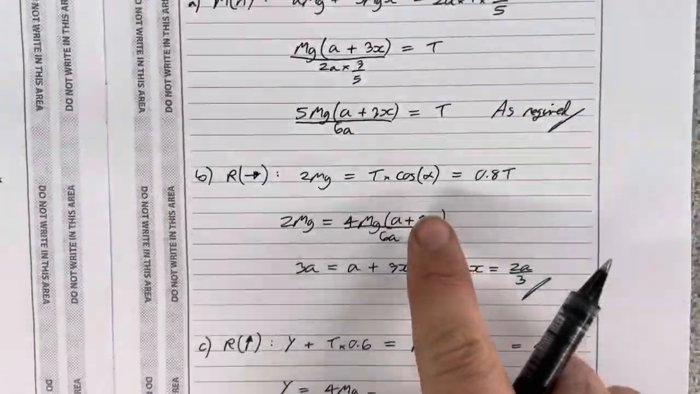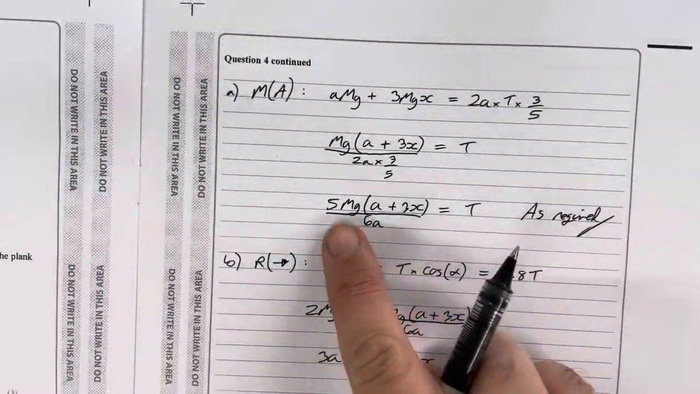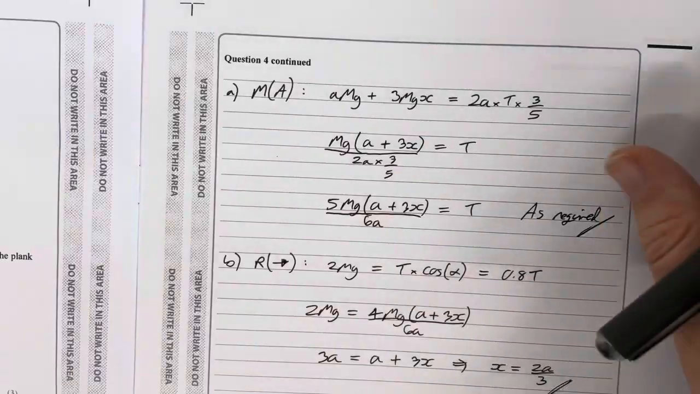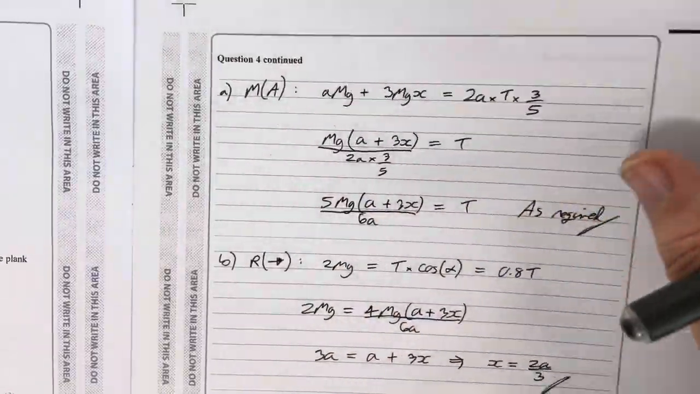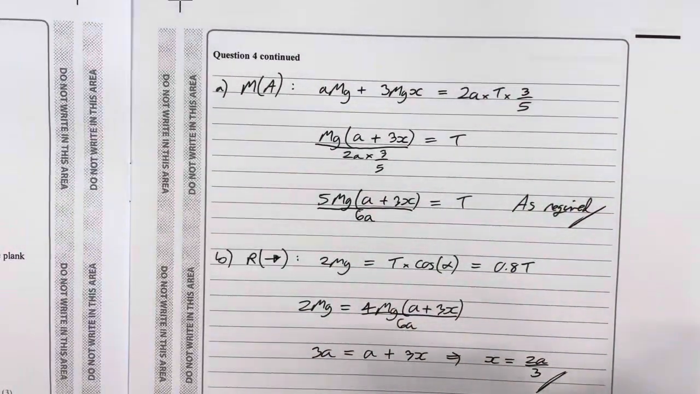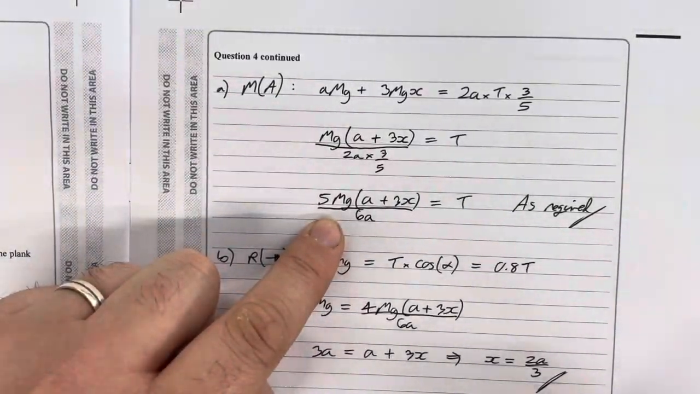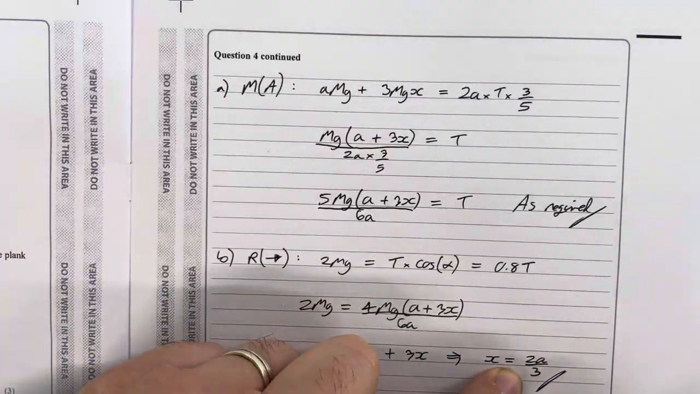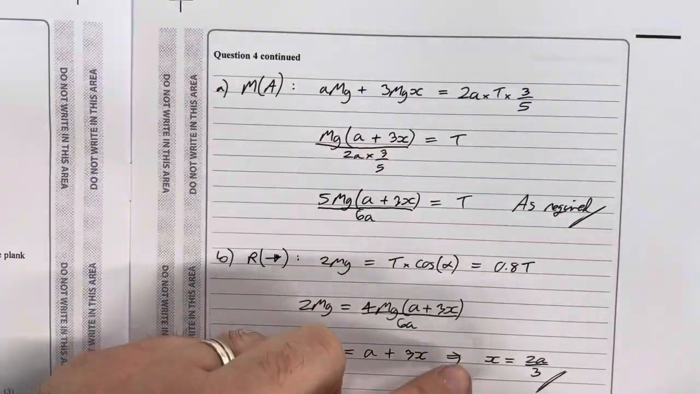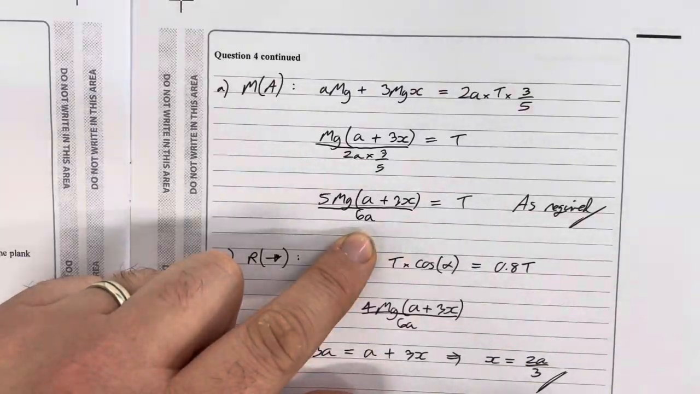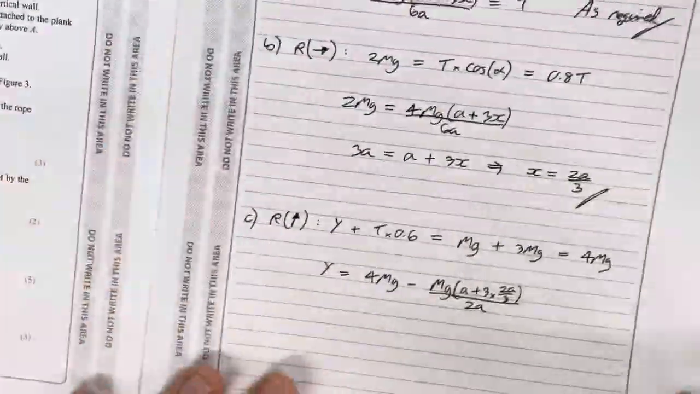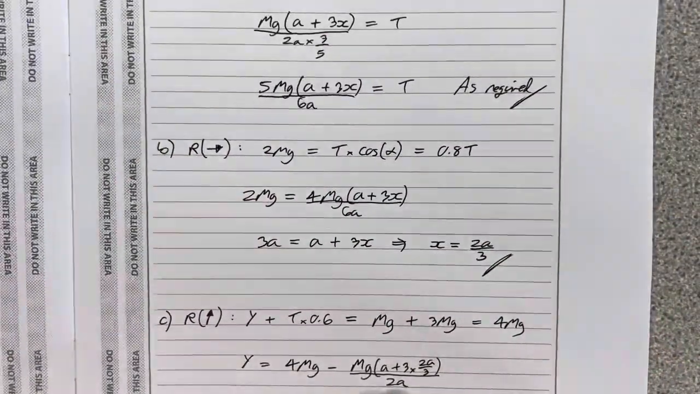But I've got t, that's up here still. So times up by 0.6, that 5 gets changed for a 3 now, and 3 over 6 is just 2. So that's going to be minus mg into a plus 3x, but x is 2a on 3, all divided by the 2a. Okay, so that's what I get.